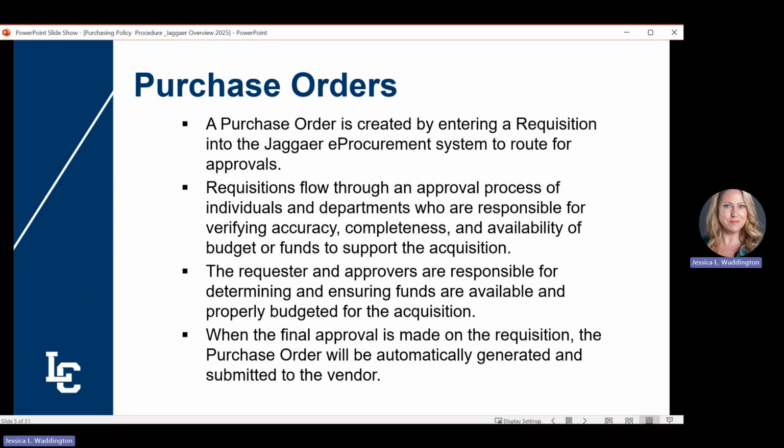The requester and approvers are responsible for determining and ensuring funds are available and properly budgeted for the acquisition or purchase. When the final approval is made on the requisition, the purchase order will be automatically generated and submitted to the vendor. Please note that a requisition is not fully approved until a purchase order has been generated, and a requisition number should never be given to a vendor, only a purchase order number.